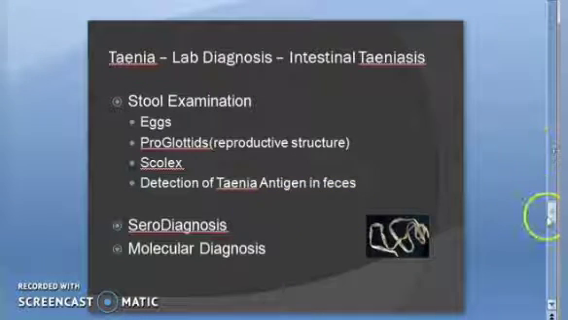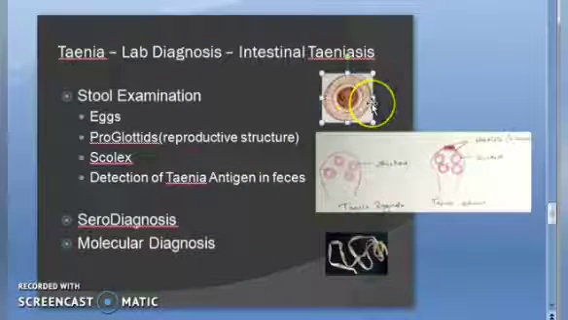Let us look at the egg. This is how the egg looks, correct? For tinea. And in fact, you cannot distinguish between the tinea saginata and the tinea solium. You cannot distinguish the egg.